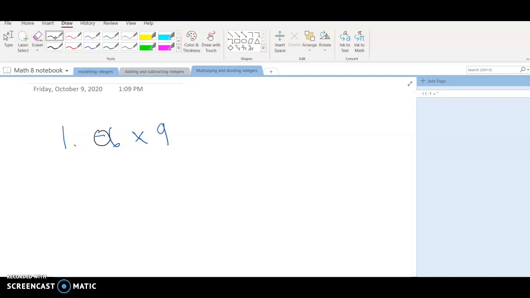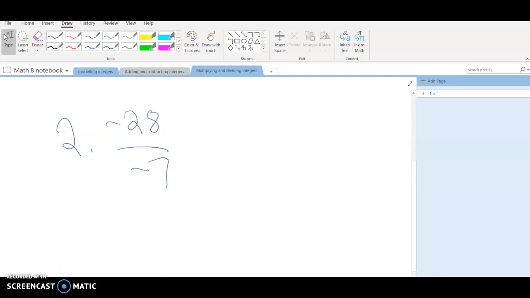Okay, let me just erase this. Negative 6 times 9. That's the same as negative, and whatever 6 times 9 is. 6 times 9, you should know, is 54. And so this equals negative 54.